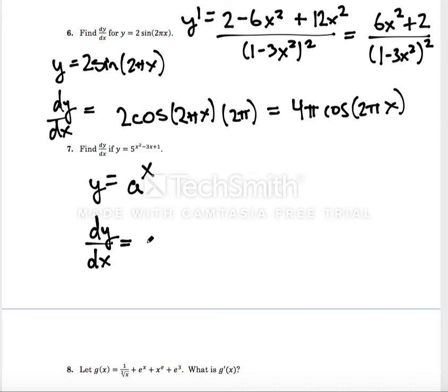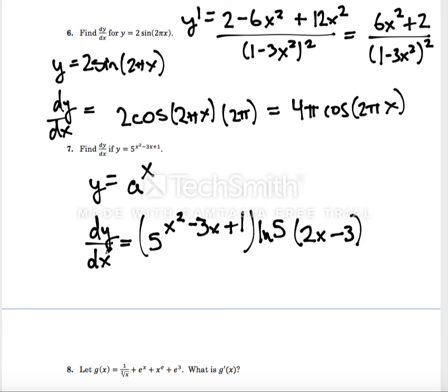A in this case is 5. The first part of my derivative will be simply the same function I was given, in parentheses. Then the second part is the natural log of a, then the derivative of this power. So my x squared becomes 2x, and my negative 3x term becomes simply negative 3. And if you leave it just like this, that is a perfectly acceptable answer.